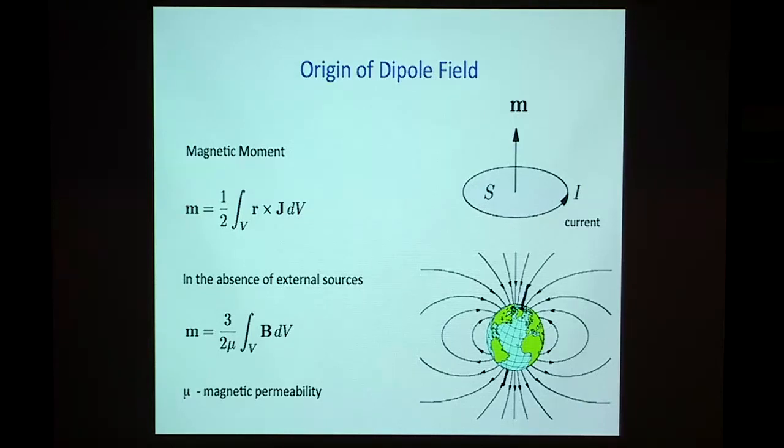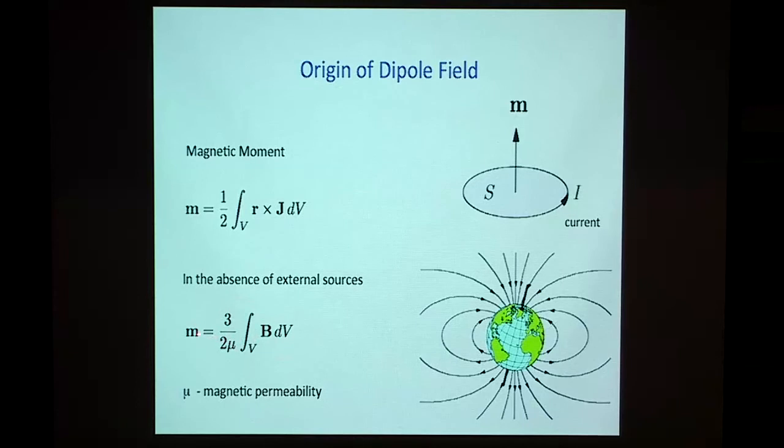And so this is what the core is doing. It's producing currents that are sort of swirling around like this, and they're producing the dipole field that we see at the surface. And so in the absence of external sources, in other words, in the absence of any generation that's outside of the core, which we think is the actual case, you can actually take this expression and rewrite it as this.